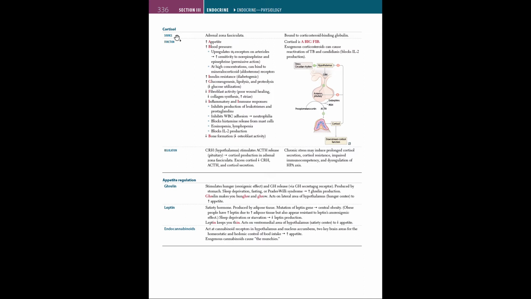Cortisol. Cortisol is from the adrenal zona fasciculata of the adrenal gland, bound to corticosteroid binding globulin. Its function is to cause an increase in appetite and an increase in blood pressure. It actually regulates alpha-1 receptors on arterioles that cause increased sensitivity to norepinephrine and epinephrine, which is a permissive action. At high concentration it can bind to mineralocorticoid, aldosterone receptors. It increases insulin resistance, being diabetogenic, and increases gluconeogenesis, lipolysis, and proteolysis, that is, decreases glucose utilization. Decrease in fibroblast activity can cause poor wound healing, and decrease in collagen synthesis leading to an increase in striae.